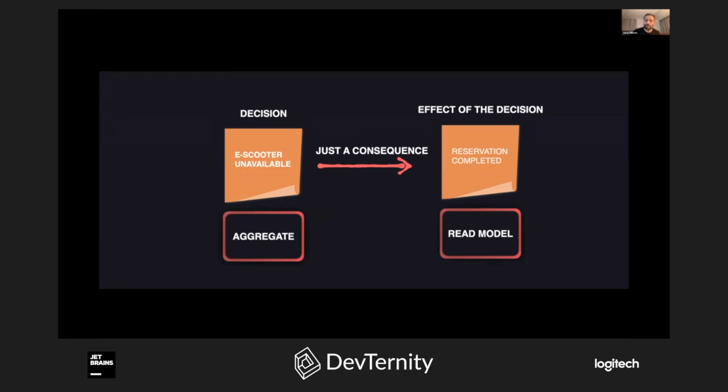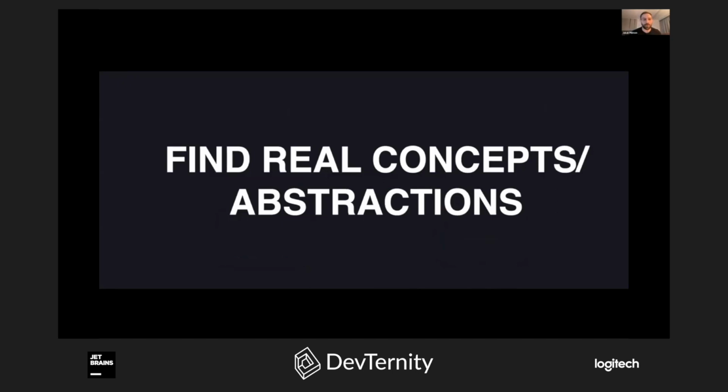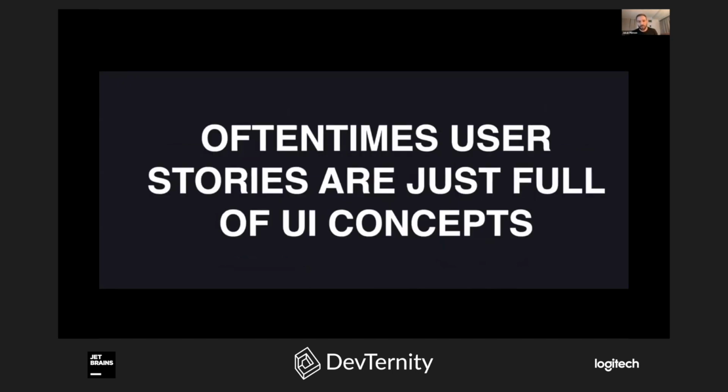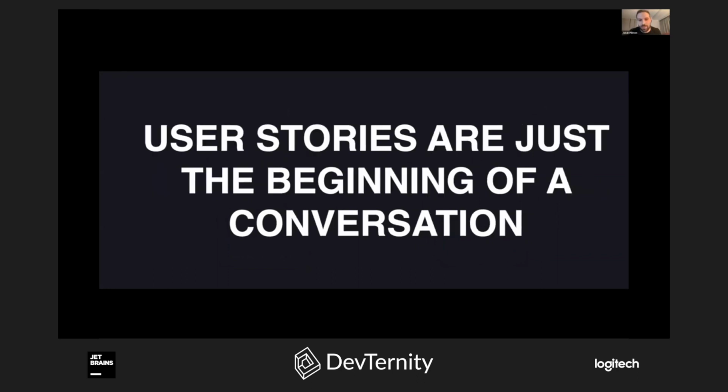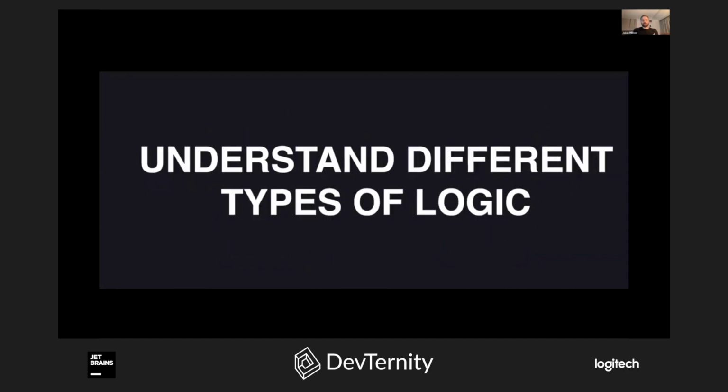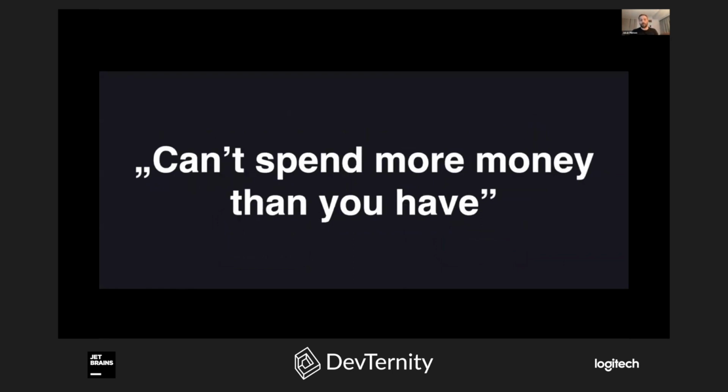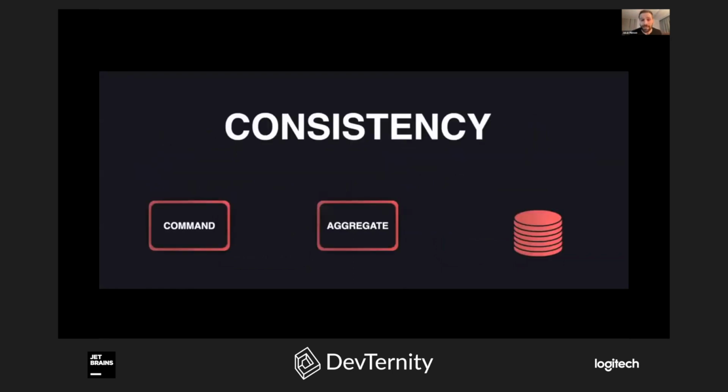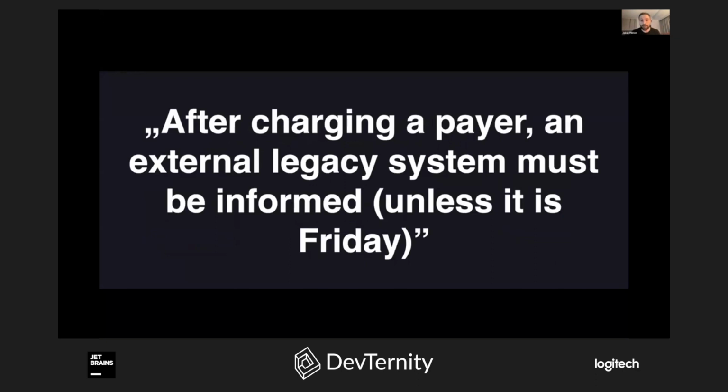Even though it was front and center in our user story, we need to find real concepts and real abstractions. And oftentimes, user stories are just full of user interface concepts. But again, hey, user stories are just the beginning of the conversation. We also need to understand different types of logic in our user stories, like can't spend more money than you have. That's a logic around consistency. I have a building block called aggregate to handle this. I run a command and I check in the database. So by having the command state and the state of the current thing in the database, I can make a decision.